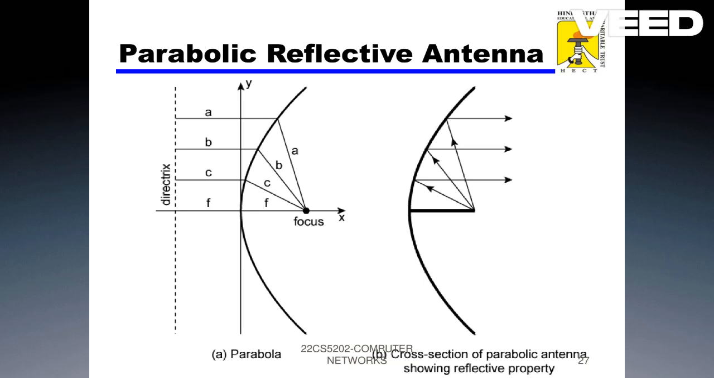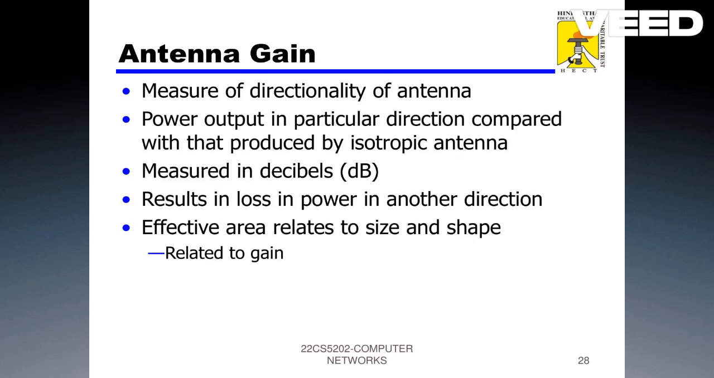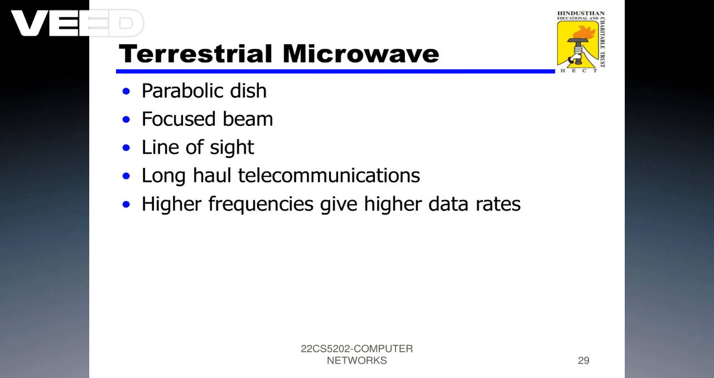The next thing is antenna gain. Antenna gain is measured in decibels. It indicates the directionality of the antenna: the power output in a particular direction compared with that produced by an isotropic antenna. Effective area relates to size and shape, not to the total area covered.